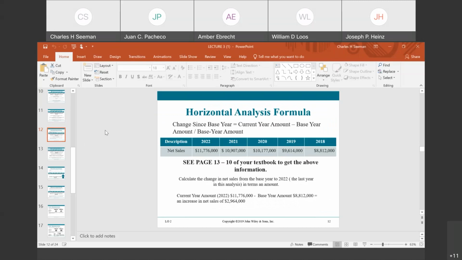So 2022 would be done the same way. The current year is now 2022. You use the 11,776,000. Subtract the base year, 8812, and come up with an increase of 2,964,000 in terms of amount. So we would say that net sales increased from 2018 to 2022 by 2,964,000.